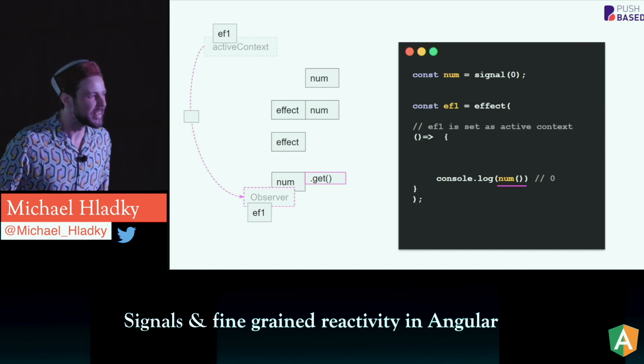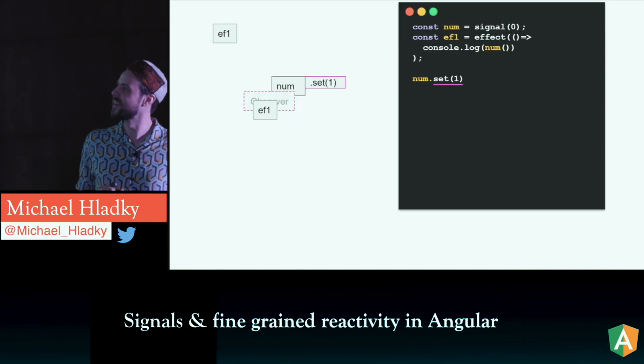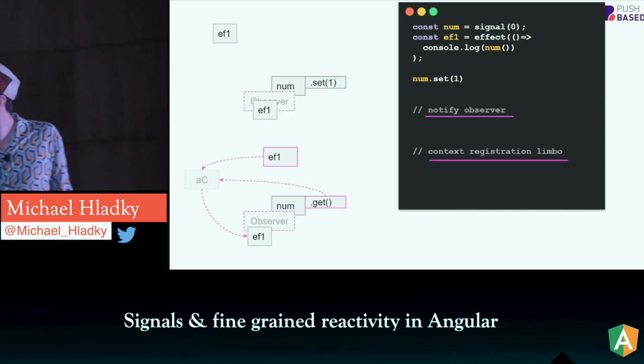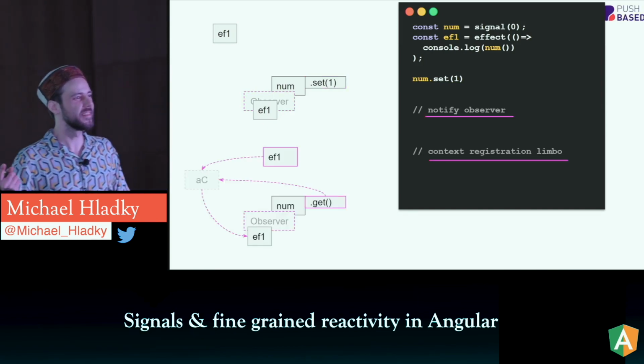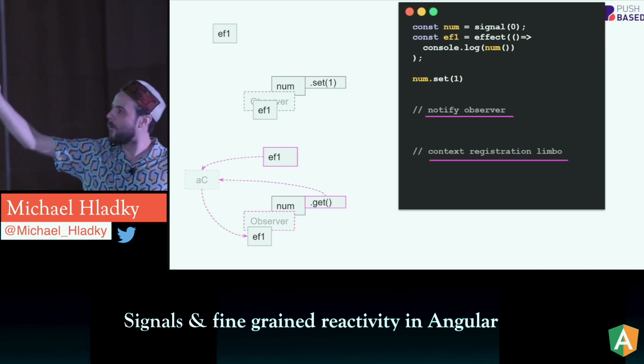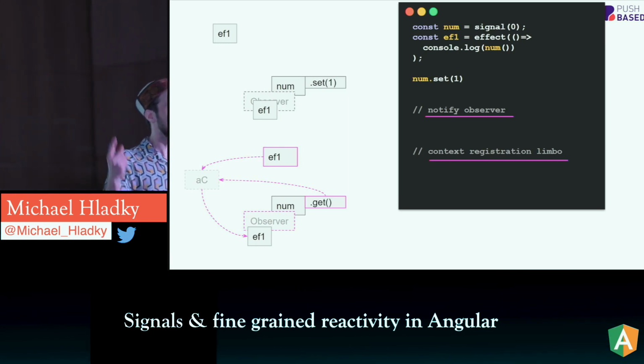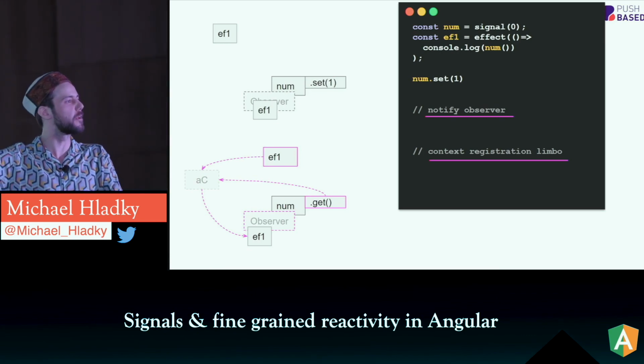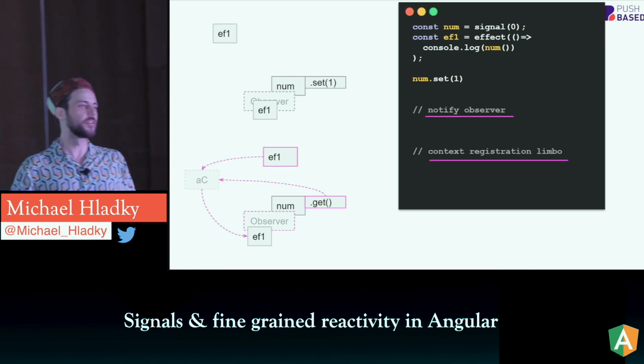And when I set this value again, now I have an observer, I notify all the observers. And when I do that, all the limbo starts again. And I have again active context, put myself as an effect there, get the value from a signal, and register the connection.